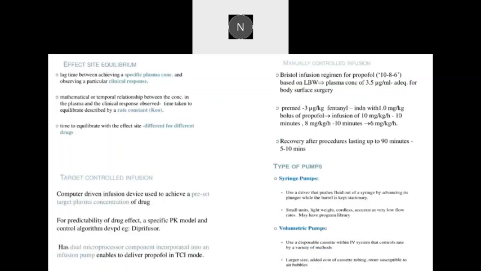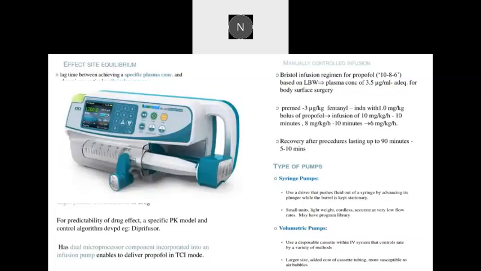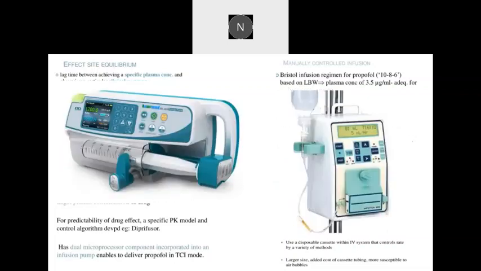And effect site equilibrium is another important terminology, for maintaining the specific plasma concentration to get a desired clinical response. Okay, that is the lag time, and it is determined by the rate constant. This is where I said the three compartment model picture will help in describing or explaining how you want to do that. And there are manually controlled infusions, automatic drug delivery machines, target controlled syringe pumps and volumetric pumps. All of you have seen this is the syringe pump and this is the volumetric pump.